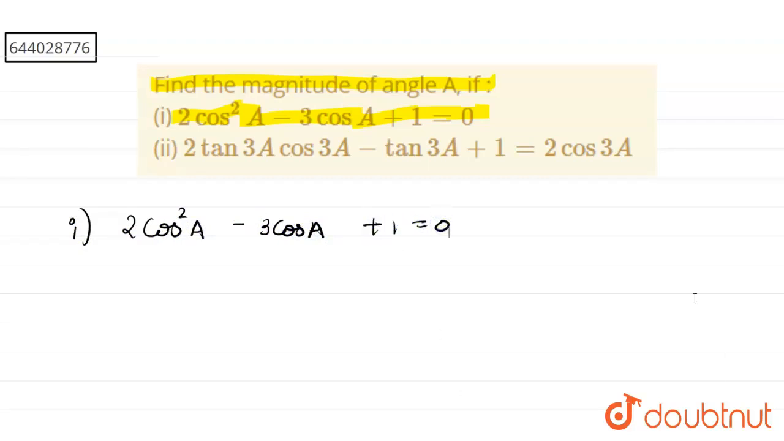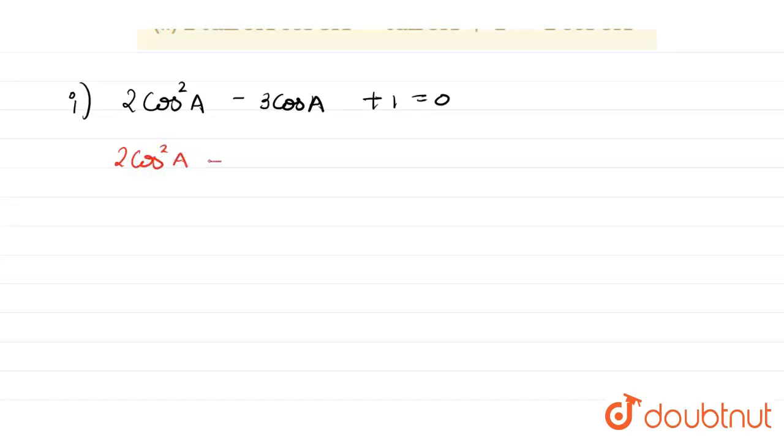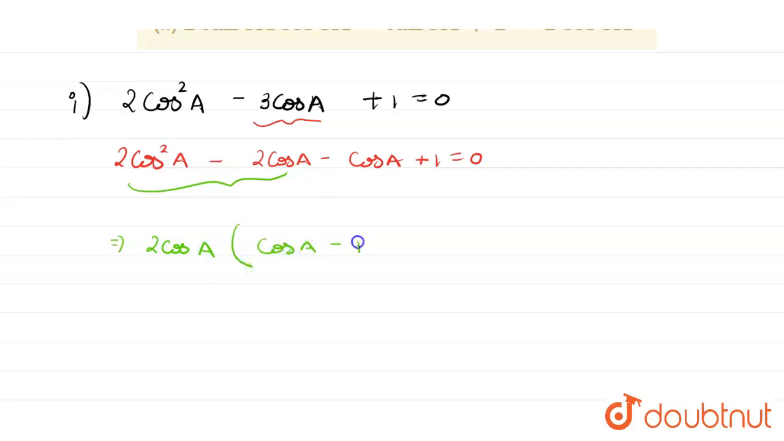So we can write this equation as 2 cos square A minus 3 cos A, where 3 cos A can be written as 2 cos A minus cos A, plus 1 is equals to 0. So we can take 2 cos A from here as common. So 2 cos A, here will be left is cos A and here minus 1. And we can take minus common from here. So minus 1, we will get cos A minus 1 is equals to 0.